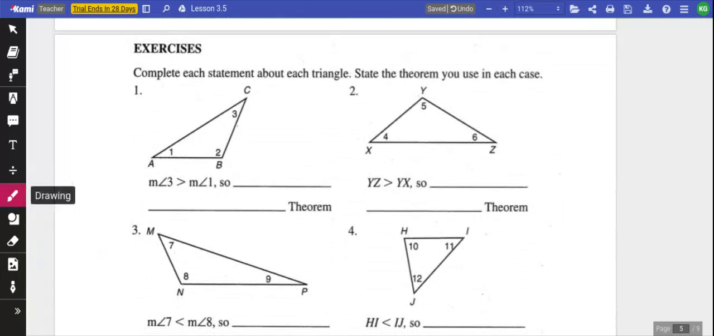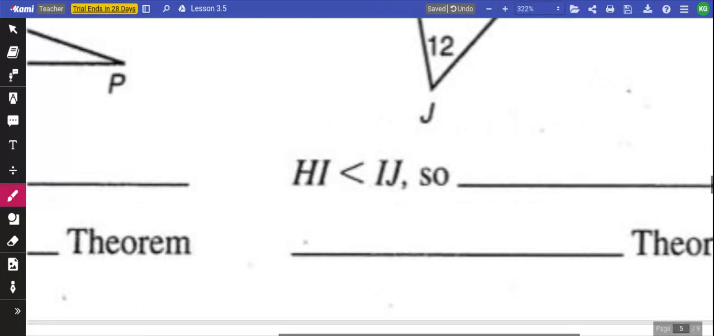So using that here, if I know that angle 3 is bigger than angle 1, then AB would be bigger than, what's opposite angle 1? BC. And obviously we can tell that AC is the longest one. So that was the angle side theorem.